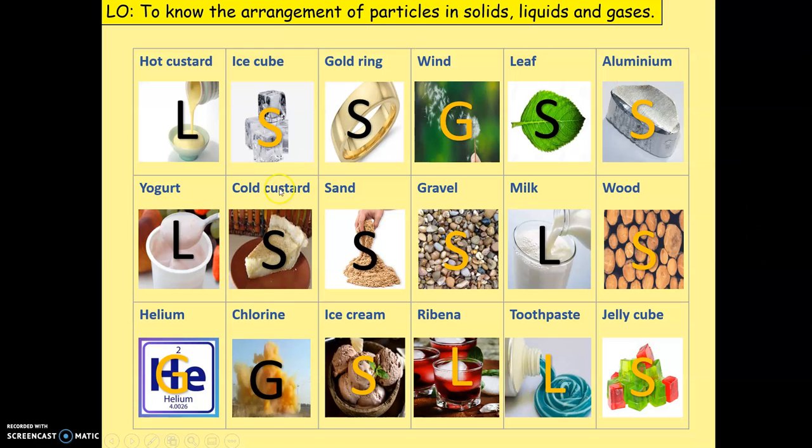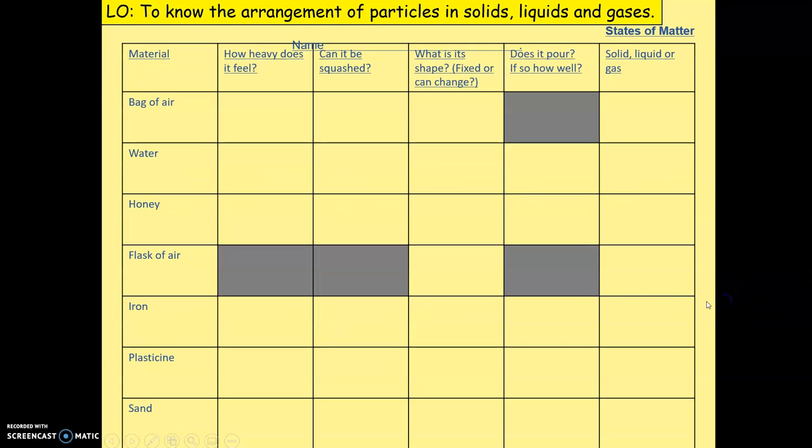Okay? I'm sure for cold custard, you were kind of debating it. But yes. Imagine putting the cold custard on another plate. It's going to remain that shape. So that is why we can argue on the fact that it is solid. But again, it's dual. It could be solid, it could be liquid.